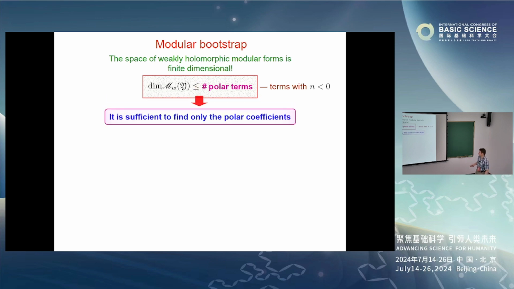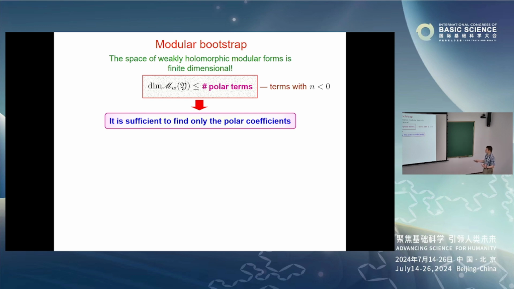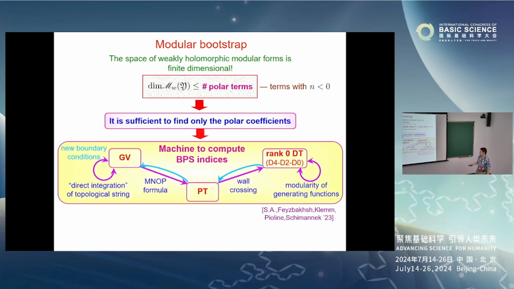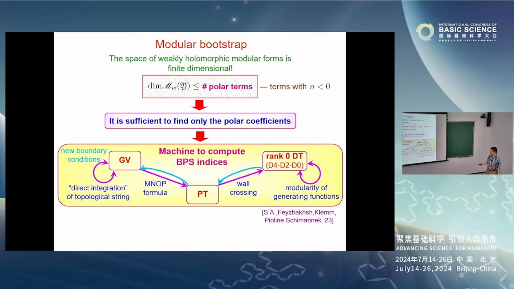Due to this, it is sufficient to find these polar coefficients, and we can completely fix our generating functions. And we developed a certain machinery to do that, which starts from the direct integration of topological string, which produces, let's say, tables of Gopakumar-Vafa invariants. Then we can apply the MNOP formula and extract from these GV invariants Thomas invariants. And then there are some nice wall-crossing relations which allow us to convert these invariants to our rank 0 DT invariants, so D4-D2-D0 BPS indices. Typically we can compute some finite number of these, and for some one-parameter Calabi-Yaus we were able to compute all polar terms and even some more terms.